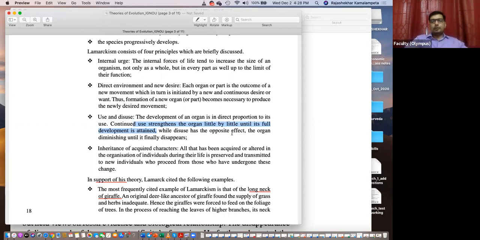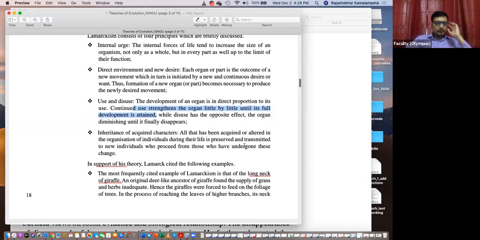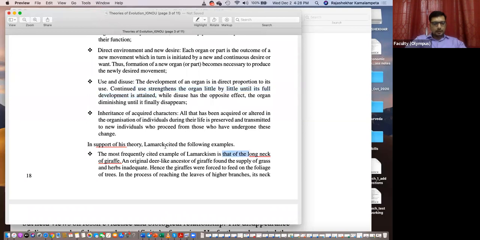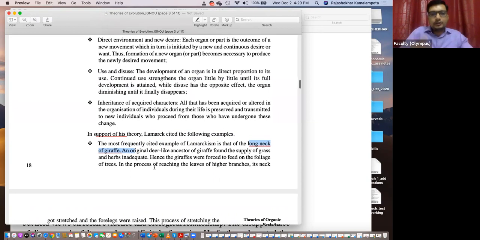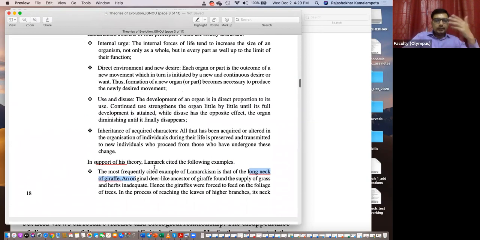There are examples I'm going to give here. That is the reason why I like this source as well. Nice examples that they've given. We just talked about the long-necked giraffe, a deer-like animal becoming a giraffe when there was a shortage of grass and herbs. Giraffes were forced. There was an urge, there was a need. They put more strength on it, and it strengthened further. There are a couple more examples that he used to explain this. We'll come to that. Let me finish talking about the next one.